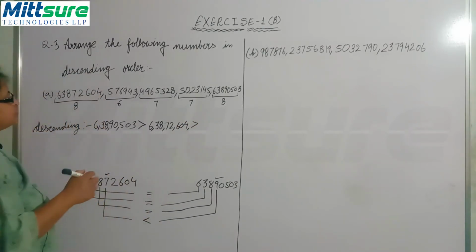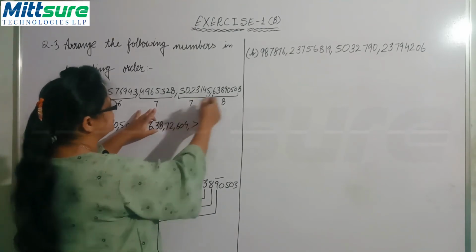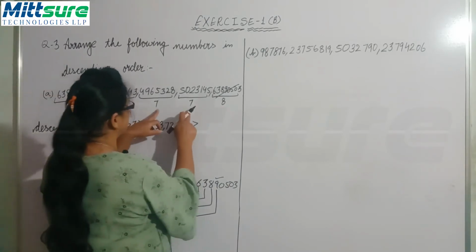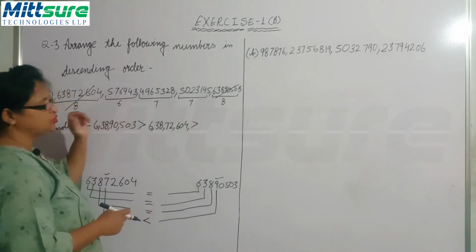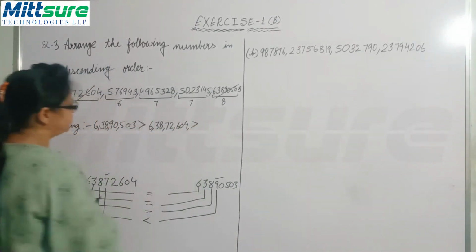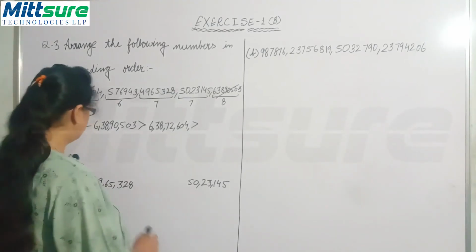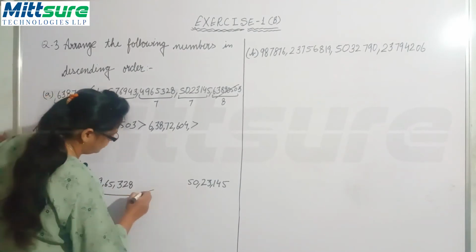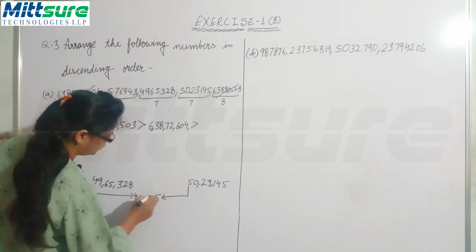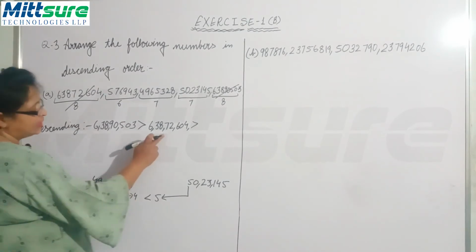Now we have to search for the next smaller number than this, which means we look at the 7-digit numbers. This number has 7 digits, this number has 7 digits, and this one is 6 digits, so it is the smallest. We compare the two 7-digit numbers. One has 4 as its leftmost digit and the other has 5. So 5 is greater and 4 is lesser.